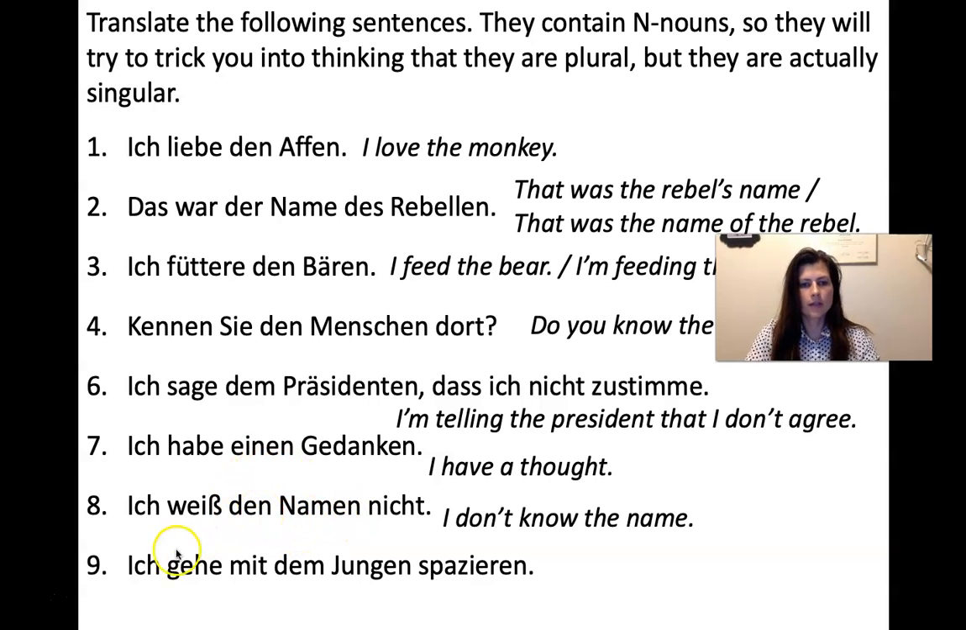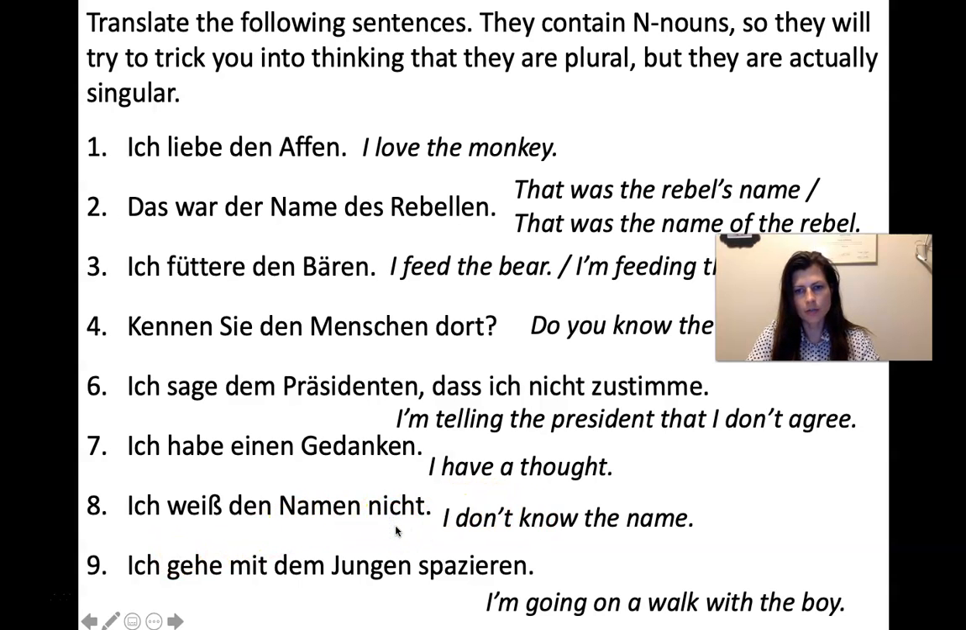Ich gehe mit dem Jungen spazieren. So I go on a walk with the boy. We haven't done the prepositions yet, but you should still be able to recognize that dem is dative, right? So this is dem, which is dative, and then we're going to add that extra n. Normally it's der Junge, but it's going to be mit dem Jungen, with the extra n there. And it is still singular, the boy, not the boys.